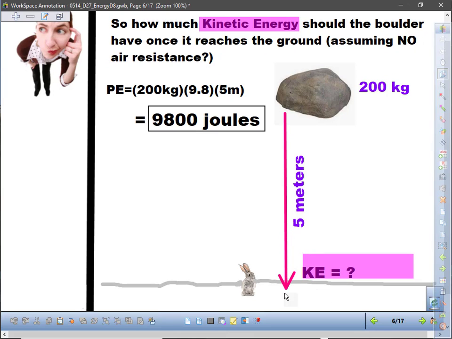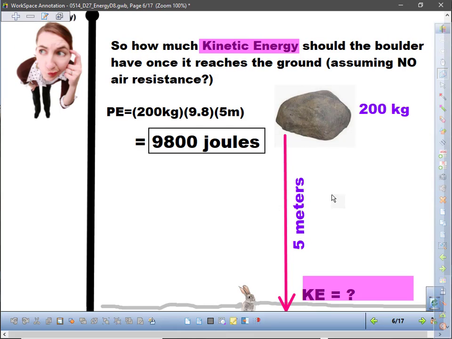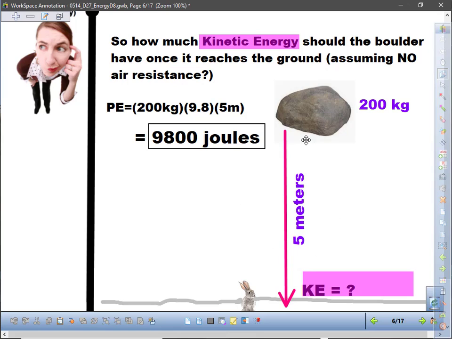And we know once it hits the ground, it has no more potential, but it has lots of speed. So the question is, how much kinetic energy will this boulder have once I let go of it and it falls 5 meters back down, right before it hits the ground, from its motion? Before we answer that question, let's take a detour and look at another example, and then we'll come back and see if we can figure out the answer to this question right here.